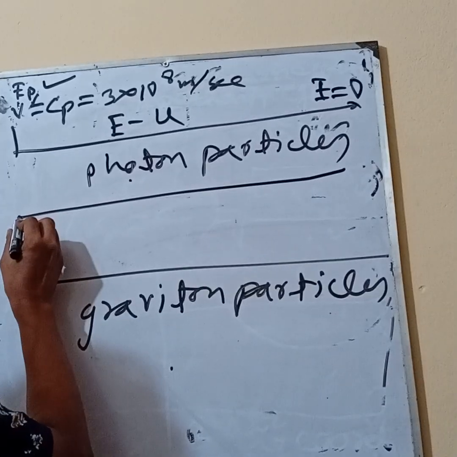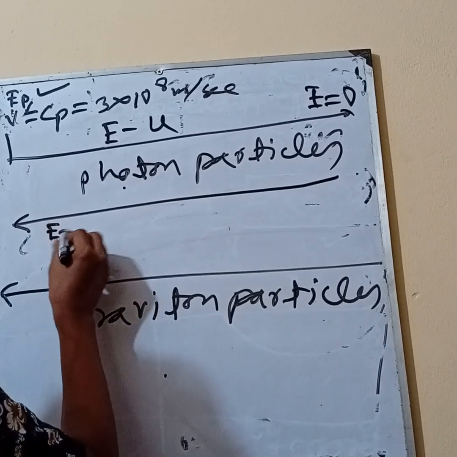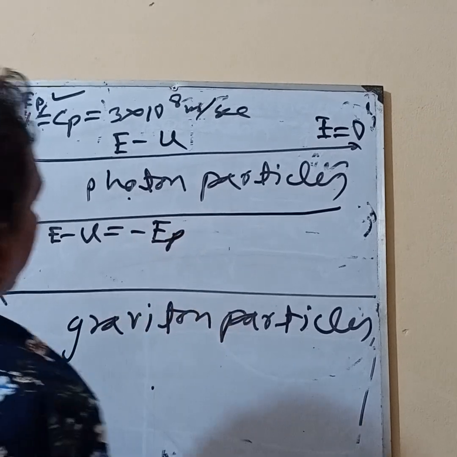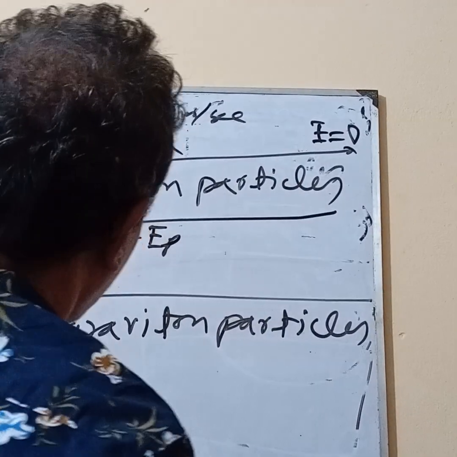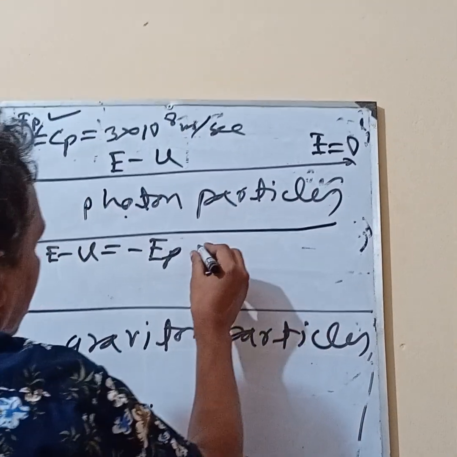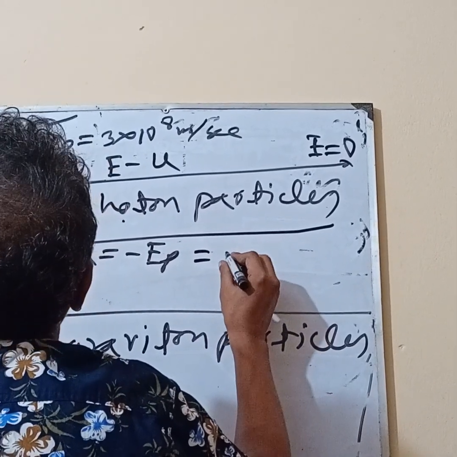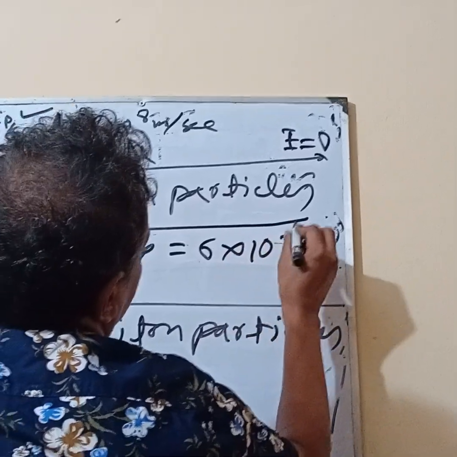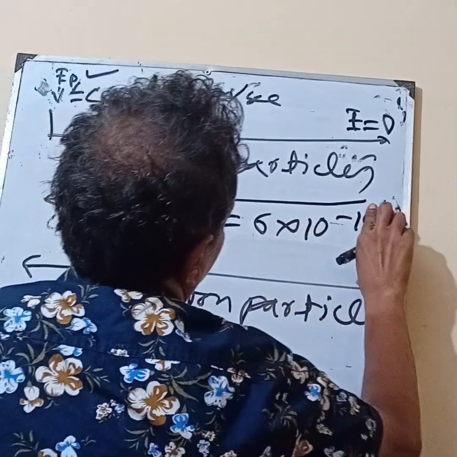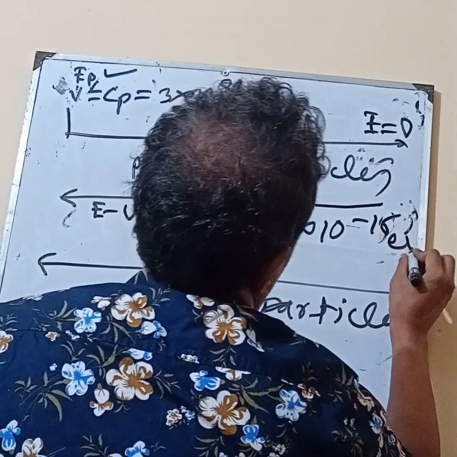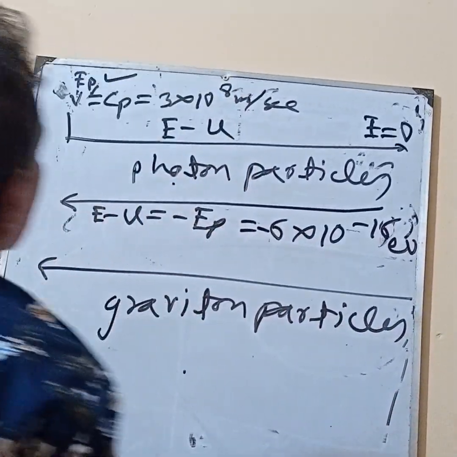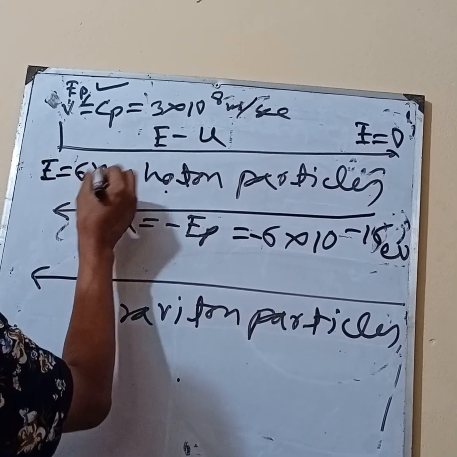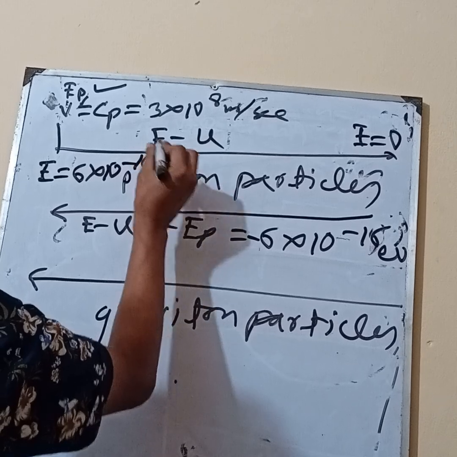Ep is equal to minus u minus Ep. So we can tell Ep is equal to 10 into 10 to the minus 16 minus 16 Eb, minus, and E first time 6 into 10 to the minus 16 Eb.